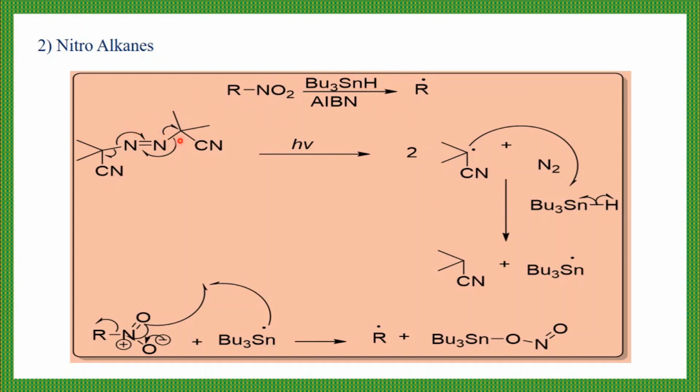So AIBN undergoes homolysis. It has this sigma bond, and that will undergo homolysis. It's a symmetrical molecule. The same homolysis takes place on this part, and in presence of heat you will get two carbon-centered radicals and an N2 molecule.